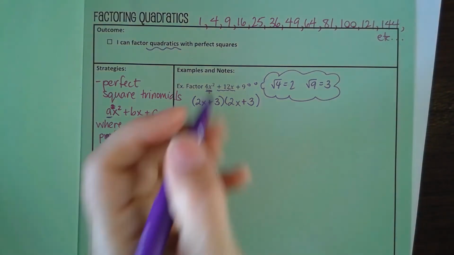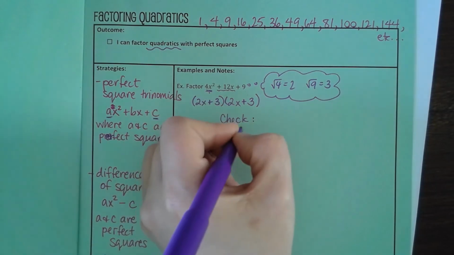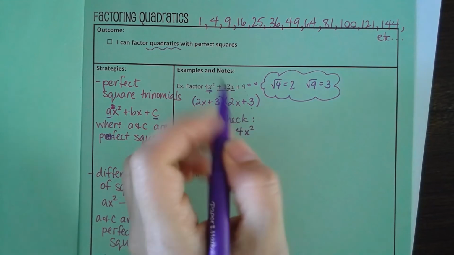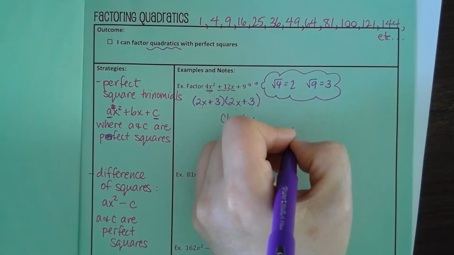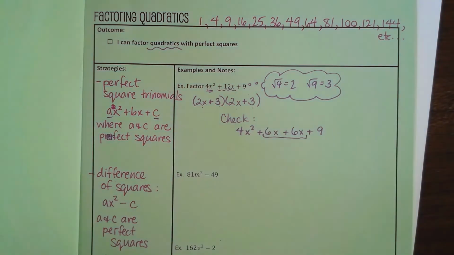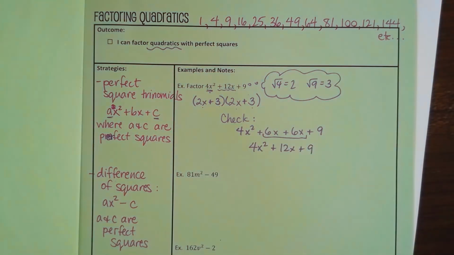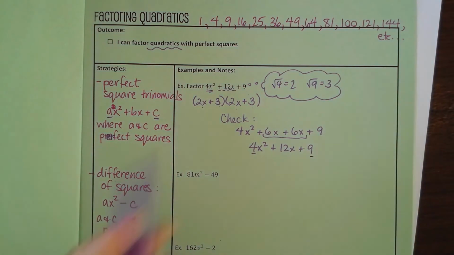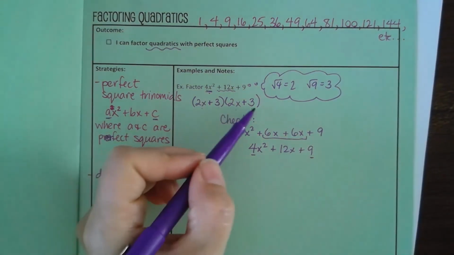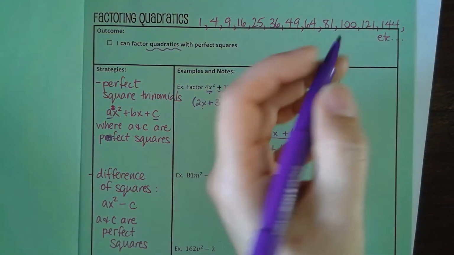Don't worry, it's there. If I check this by foiling, 2x times 2x is 4x squared. 2x times 3 is 6x. 3 times 2x is 6x. 3 times 3 is 9. And I can combine these to 4x squared plus 12x plus 9. So when I see that I have a perfect square here and a perfect square here, I can simply square root those and put them into the brackets. Should be pretty straightforward. I'll give you another example here.